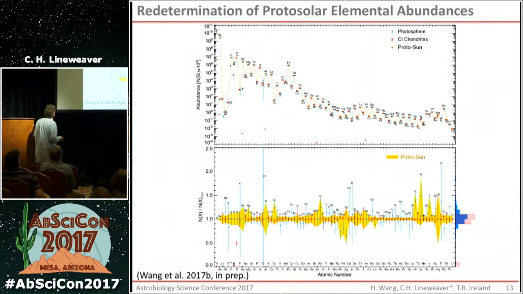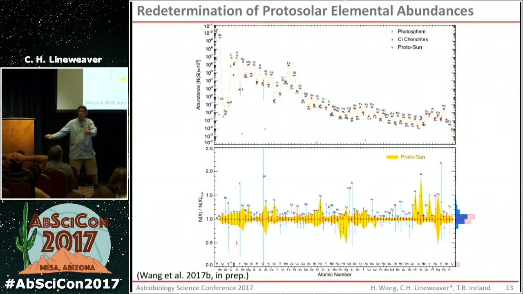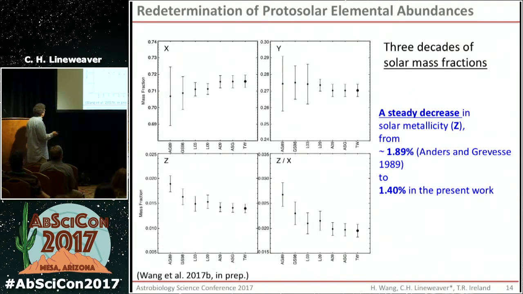Okay, so when you do that, you get a plot that looks like this, but you can see it better down here. The blue is the photosphere, the red are the CI chondrites, and the yellow is the way we've combined them together to get the best estimate of the protosolar abundances. And that's what we need, because the protosolar abundances are what was devolatilized to produce the Earth. Along the way, we figured, why don't we do the X, Y, and Z? These are the mass fractions in hydrogen, helium, and everything else. It's interesting that over the last 3 decades, this Z, the fraction of material in the sun that's not hydrogen or helium, has been going down from 1.89 all the way down to about 1.40 right here.